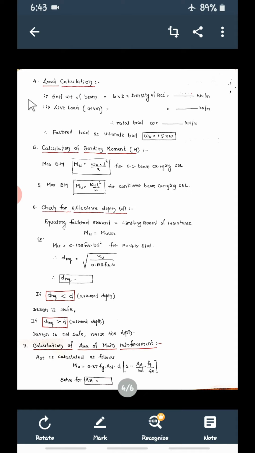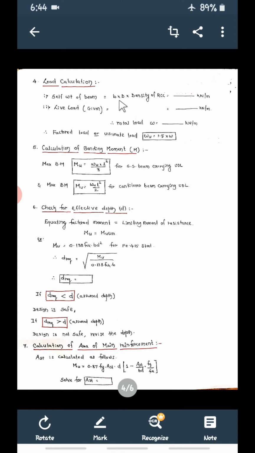Now the fourth step is what? Now we have to calculate the loads, because depending upon the load only the bending moment will come. So first calculate the total load. What are the loads we have to consider now? First you have to consider the self weight of the beam, its own weight. How to calculate the self weight of the beam?